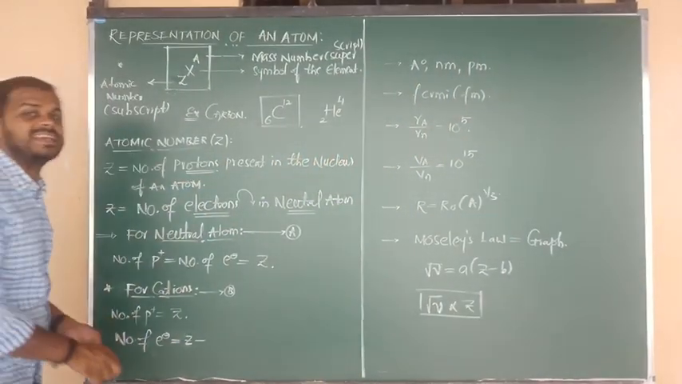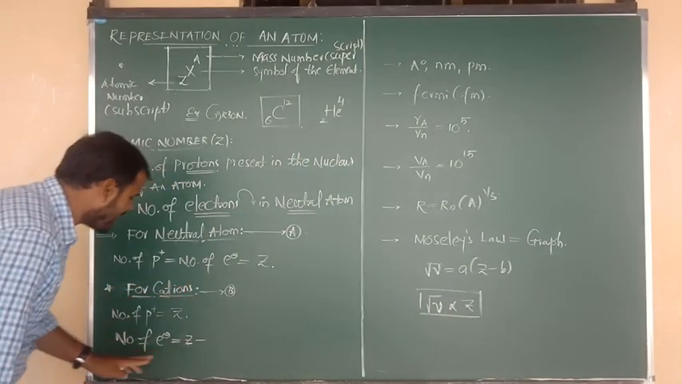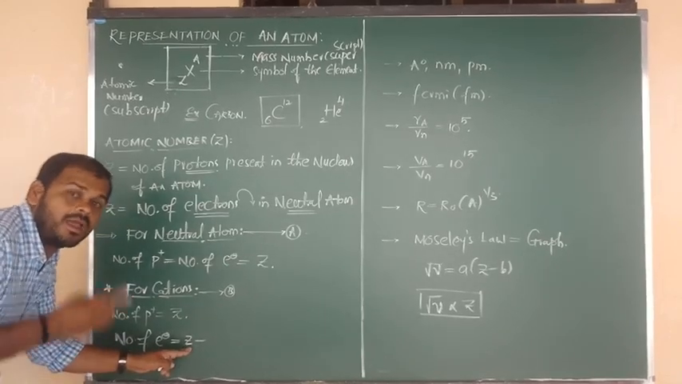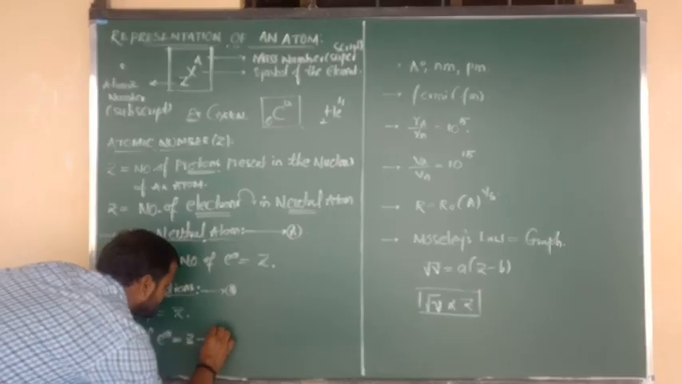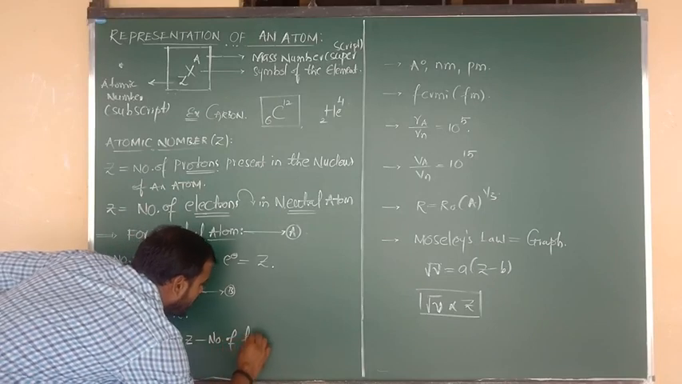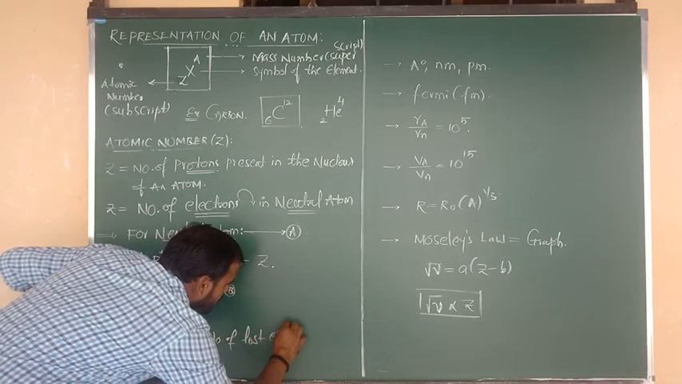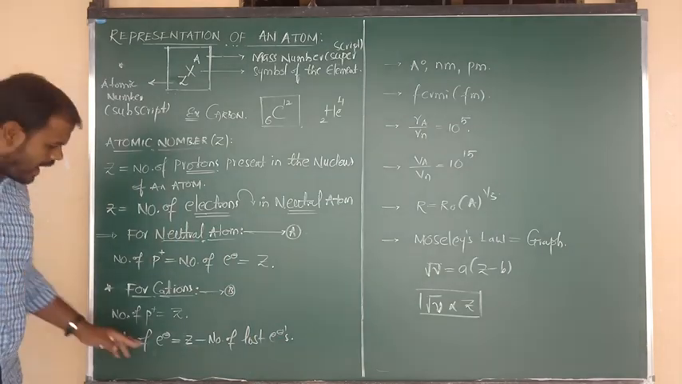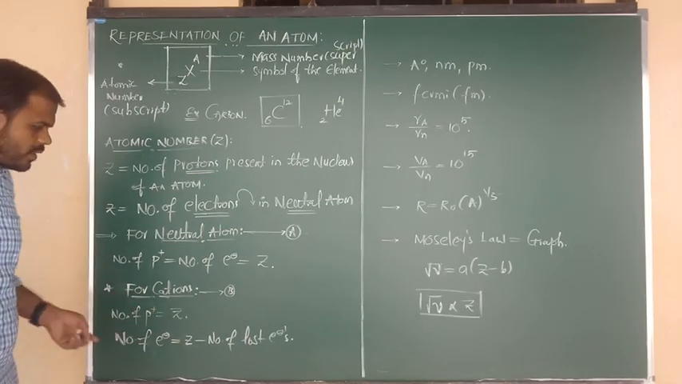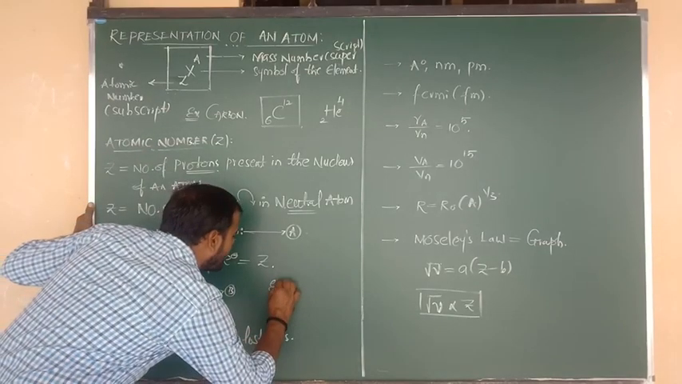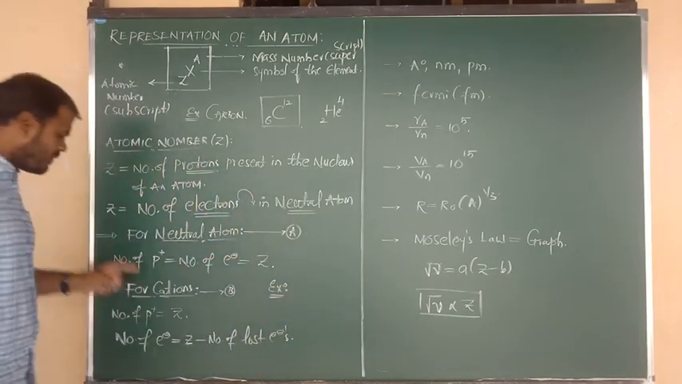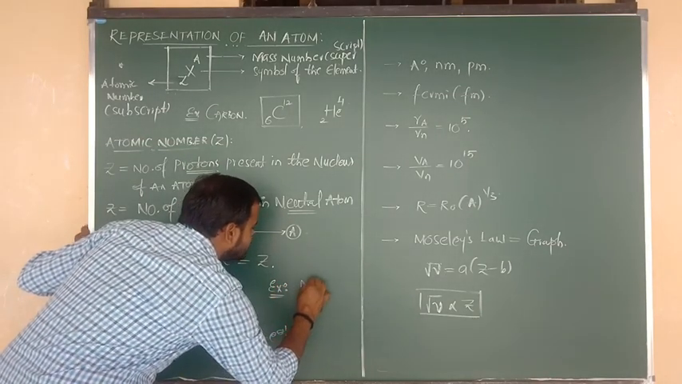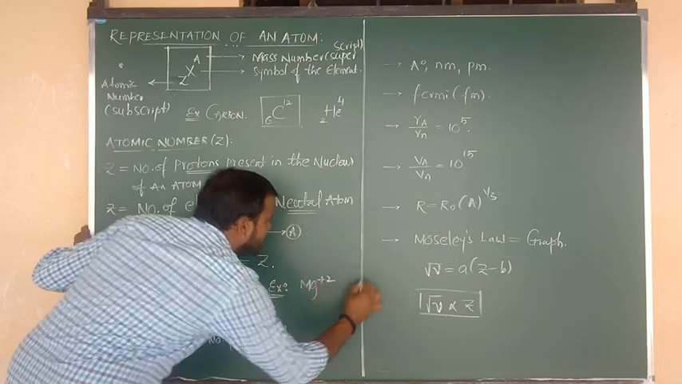So in the case of cation, the number of electrons equals the Z value, the atomic number, minus the number of lost electrons. Atomic number minus number of lost electrons. I am going to show you an example, you don't need to worry. Let me consider one example for a cation: Mg plus 2.